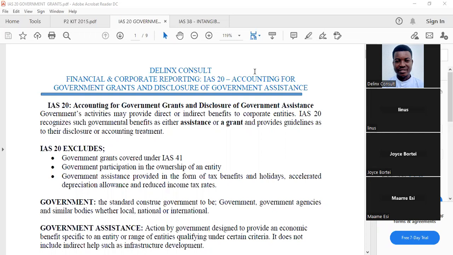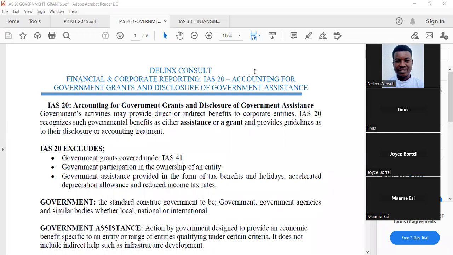Why should we account for government grants? Most governments of countries want to encourage people to be in business and to invest in business. Whenever you are going to buy something and they think it will be of benefit to the country, they will try to assist you. They will give you financial support so that you can buy that. It's a form of motivation to businesses or companies.